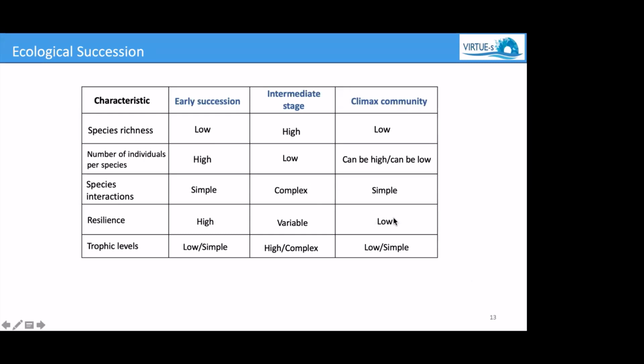If there is a disturbance, it will be easy to remove these organisms because they are not very tolerant. And in the trophic levels, because of the low species richness, the trophic levels here would be low and simple. More here is more complex, and again low and simple in the climax community.